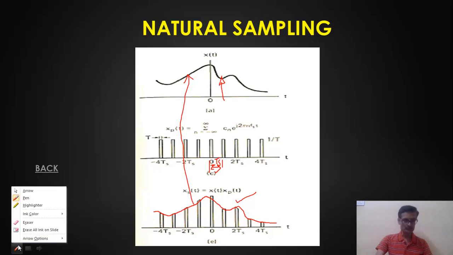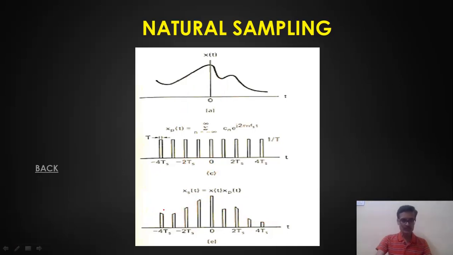Right? Now, in this case, just look at the waveform. This shape of the pulse, or top of the pulse, is following the natural variation, whatever amplitude variation we have in the analog signal, the first signal, the message signal, right?